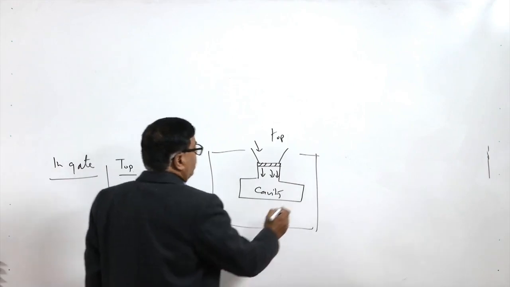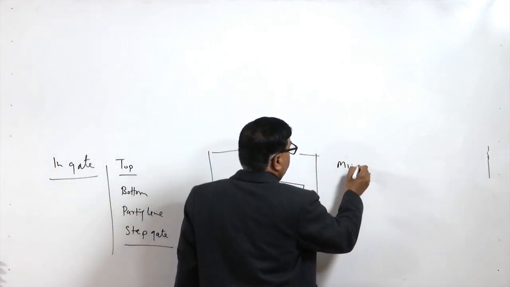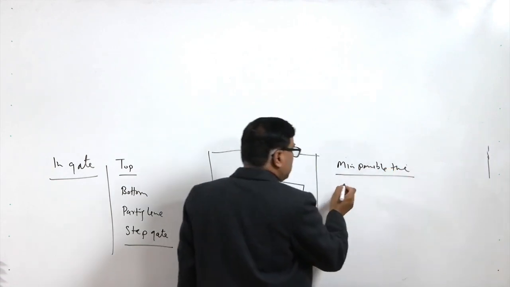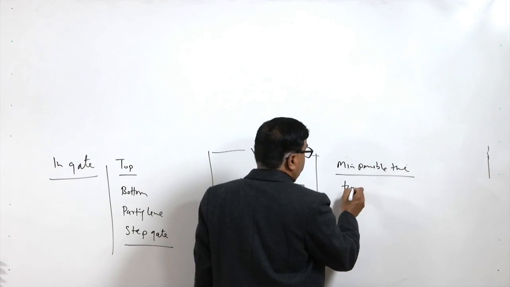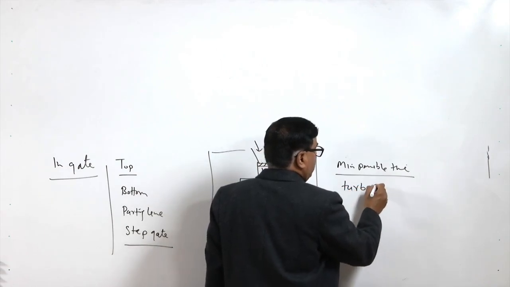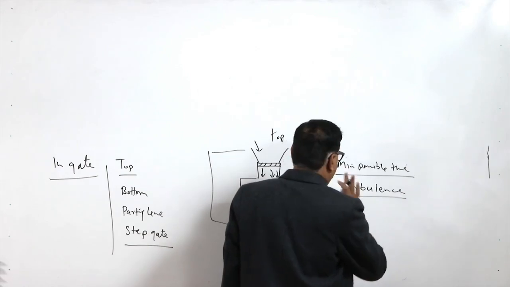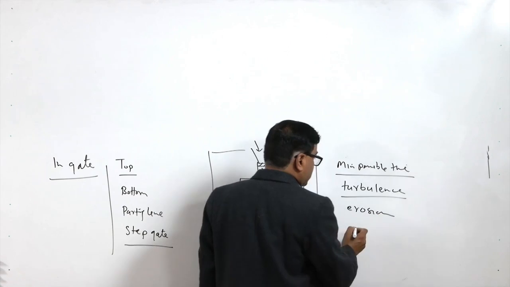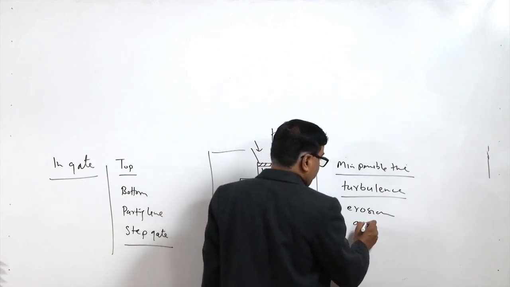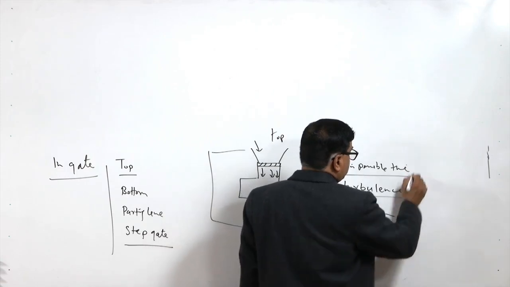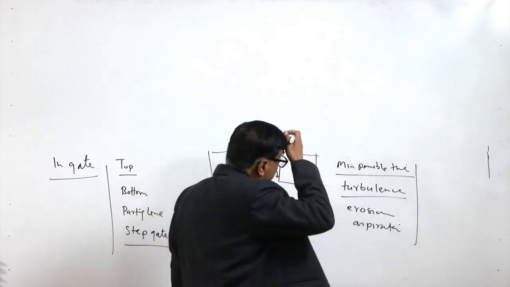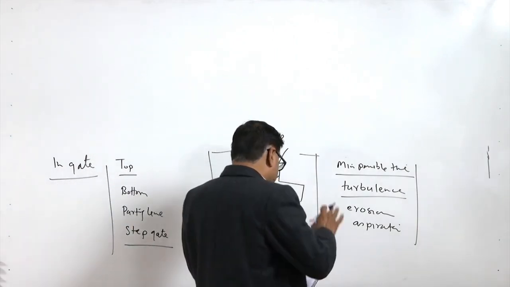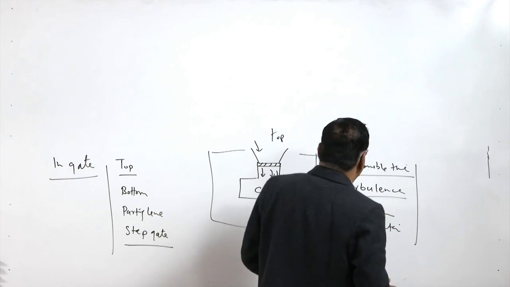The advantage of the top feeding is that it takes the minimum possible time for feeding, but it causes a lot of turbulence in the mold, and this also leads to increased erosion tendency and increased air aspiration tendency. So, these are the unfavorable sides related with the top gating. The advantage is that it fills the cavity in the minimum possible time.